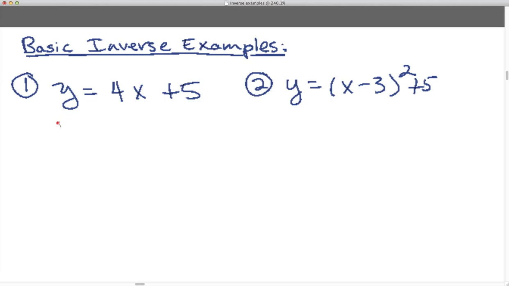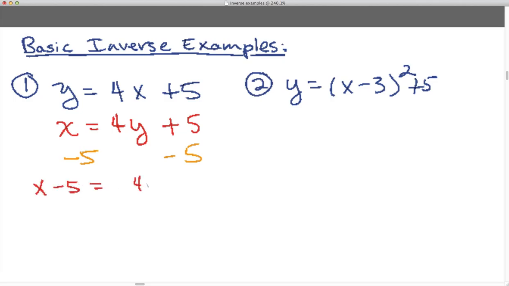So here if I switch x and y, I end up with x equals 4y plus 5. Subtract 5 from both sides in order to get it to the other side. It's just solving an equation at this point. And when I do that, I end up with x minus 5 equals 4y. And then the 4 is multiplied to the y, so divide it on both sides. And then there's your inverse, x minus 5 over 4.